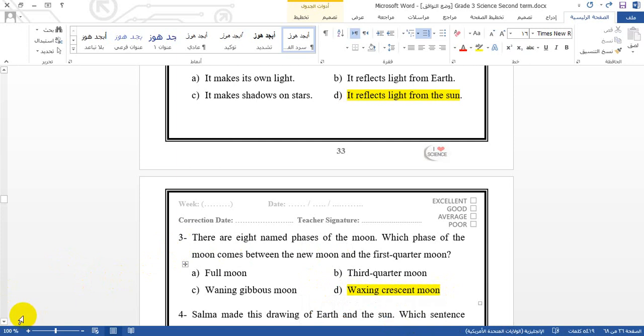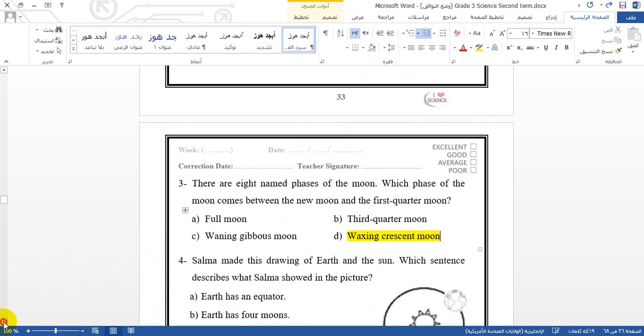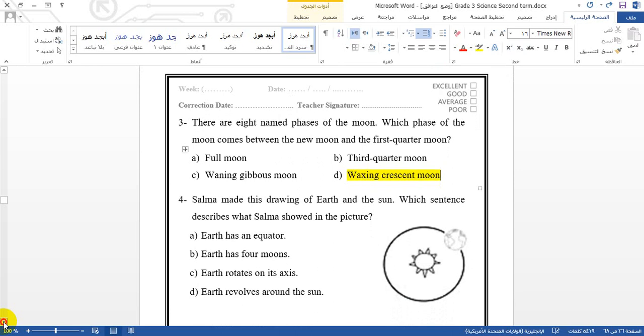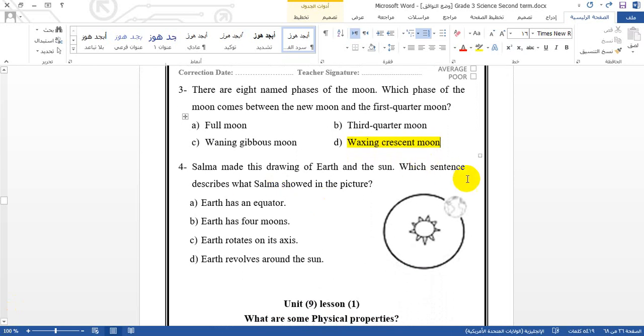Okay guys, the last question in page 33 now is not question number 4. Selma made this drawing of Earth and the Sun. Which sentence describes what Selma showed in the picture here? So let's see the answers. Earth has an equator, or it has 4 moons, or it rotates on its axis, or it revolves around the Sun. So which one is the correct answer?